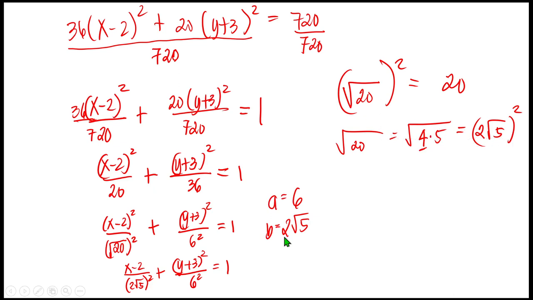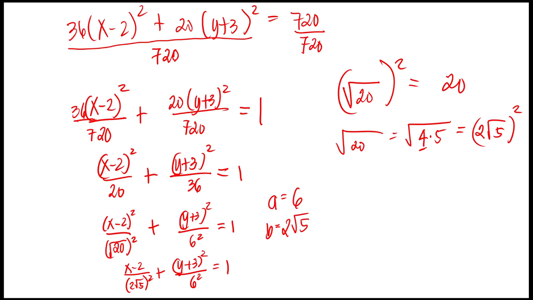Kasi, always remember, mas malaki po si A. Palagi, dun sa definition natin, A should always be greater than B. So, ibig sabihin, yung A natin or yung semi-major axis natin is under y squared. Nasa ilalim siya ng y plus 3 squared, to be specific. Ibig sabihin, yung major axis natin is patayo, vertical, kasi nandoon yung y, or yung major axis natin is nasa y axis, kasi nga under ng A si y, under ng y si A.